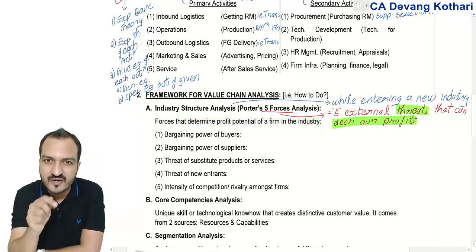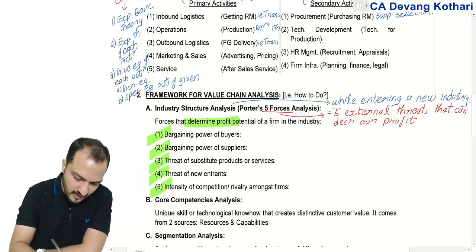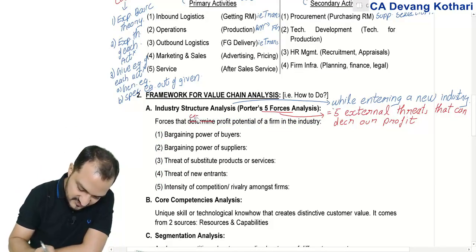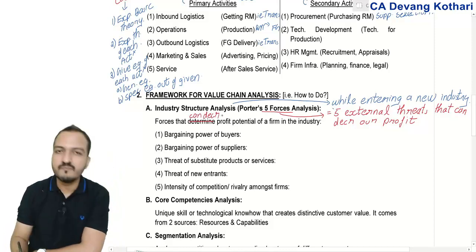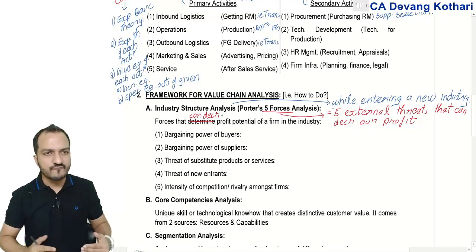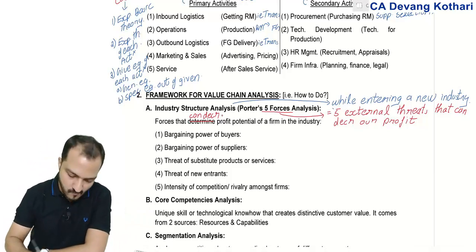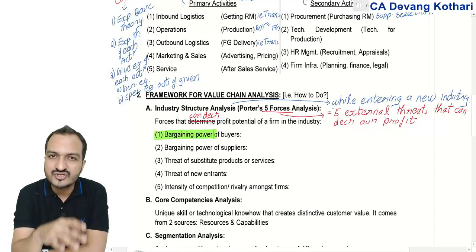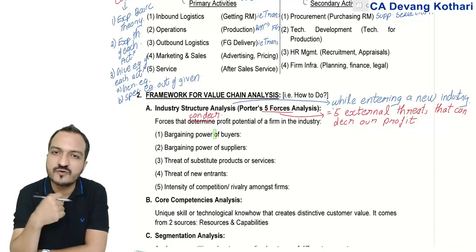I'm using the word threat because each of the five forces that determine the profit are forces that can decrease my profit. Because these forces can decrease my profit, I am calling them threats, right? Let's see. Number one, bargaining power of the buyer. In the industry in which I am operating, if the buyer has huge bargaining power, don't you think that will lead to less profit for the company?